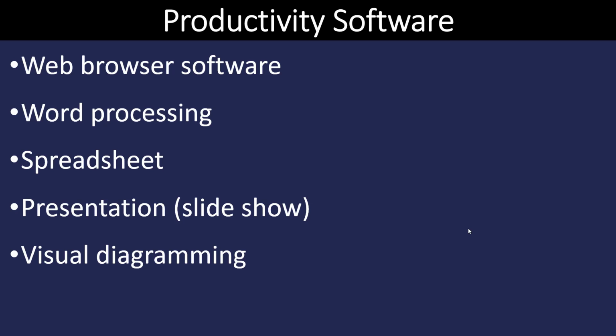And then we have another set of programs called Visual Diagramming. Microsoft's version is Visio, and that's for setting up different types of diagrams, such as org charts, or in the networking world, network diagrams.